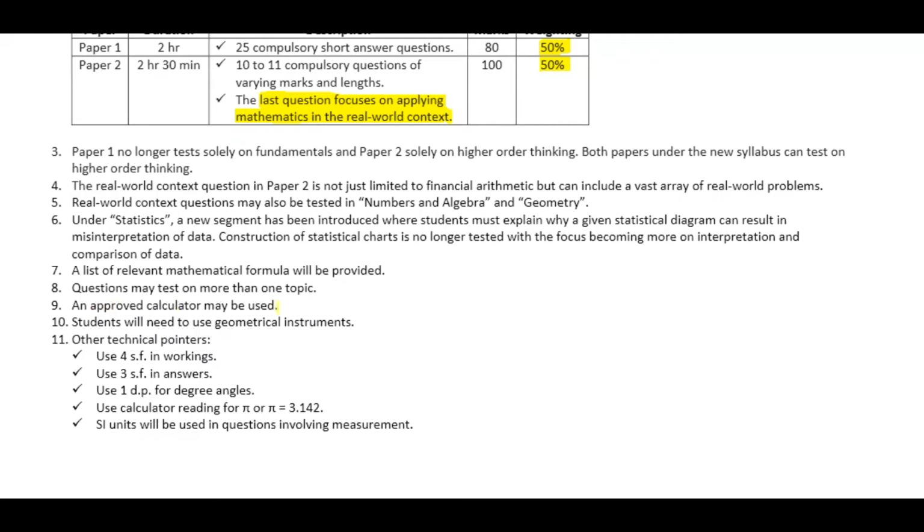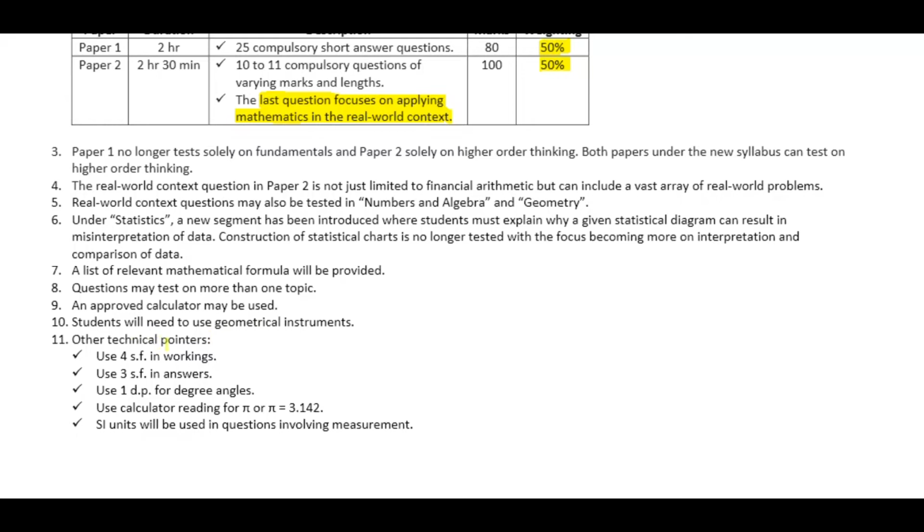And a scientific calculator may be used. Subsequently, in the next few lessons, I'll be showing you the calculator and how you're going to use a lot of the functions within it. And students will also need to have their own geometrical instruments, which can include the compass, for example, which is important in the geometry topic, whereby you have to construct certain diagrams.